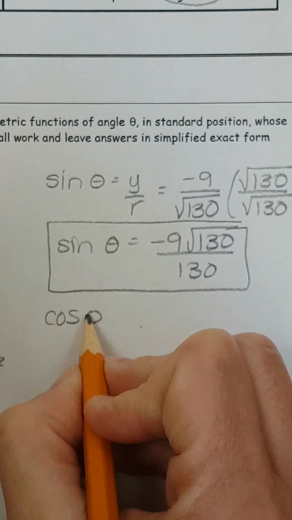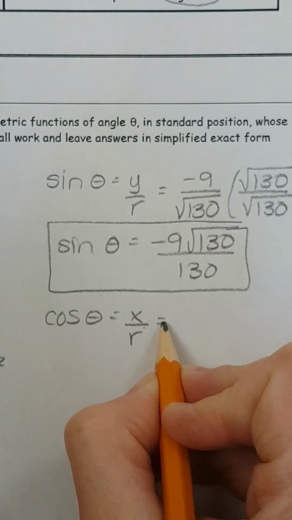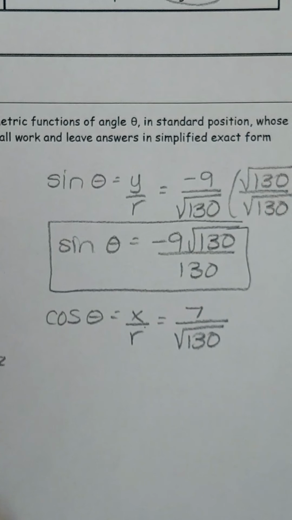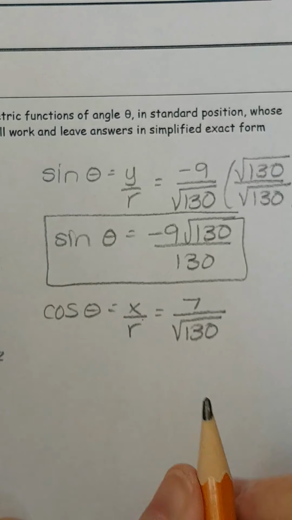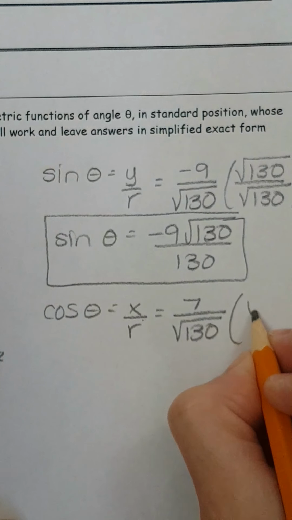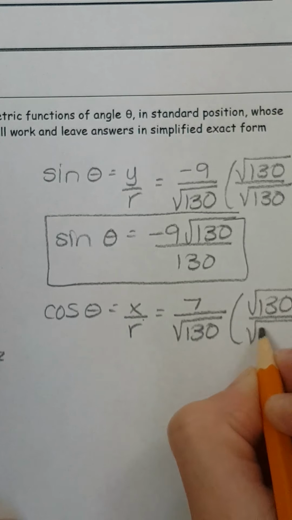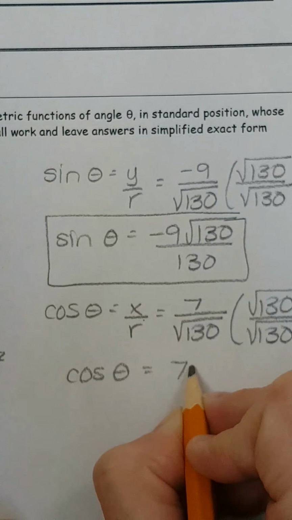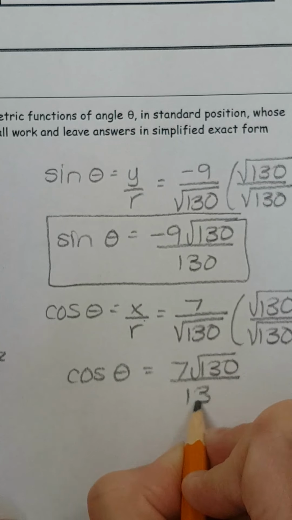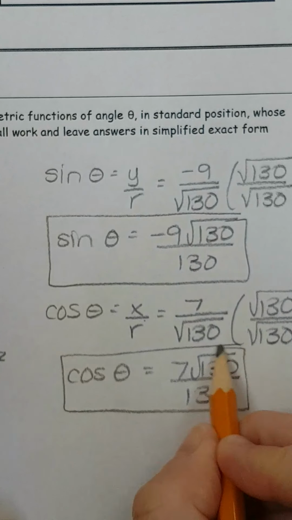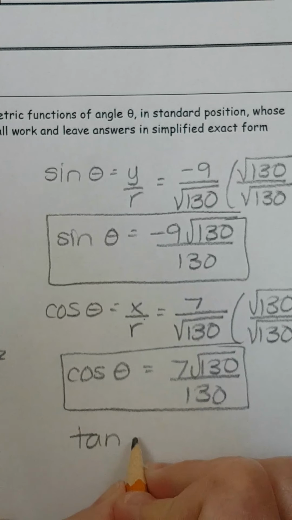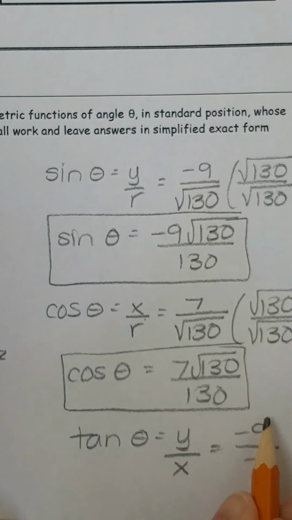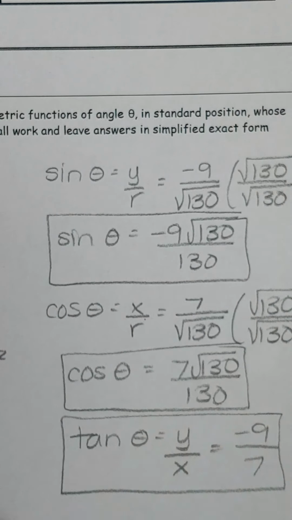Cos is x over r, and so now we're going to do that. Because our denominator is the same as before, we're going to multiply by root 130 over root 130, which, like I said, I don't need to see there. And then cos theta will be 7 root 130 over 130. And last but not least, tangent is y over x, and that's -9 over 7. And that's it.